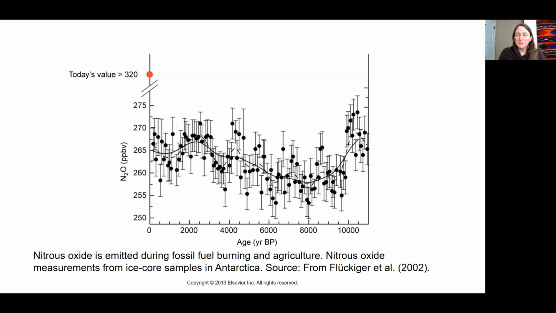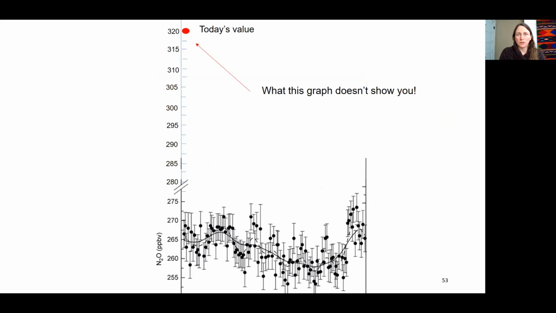Nitrous oxide is emitted during fossil fuel burning, and nitrous oxide measurements have been taken from ice core samples going back 10,000 years before present. This figure is a little bit misleading because today's value of over 320 would look more like this. So this graph is showing you a broken scale, which is one way you can hide data, but it's not a very helpful tool for showing the real change in nitrous oxide concentrations due to fossil fuel burning.